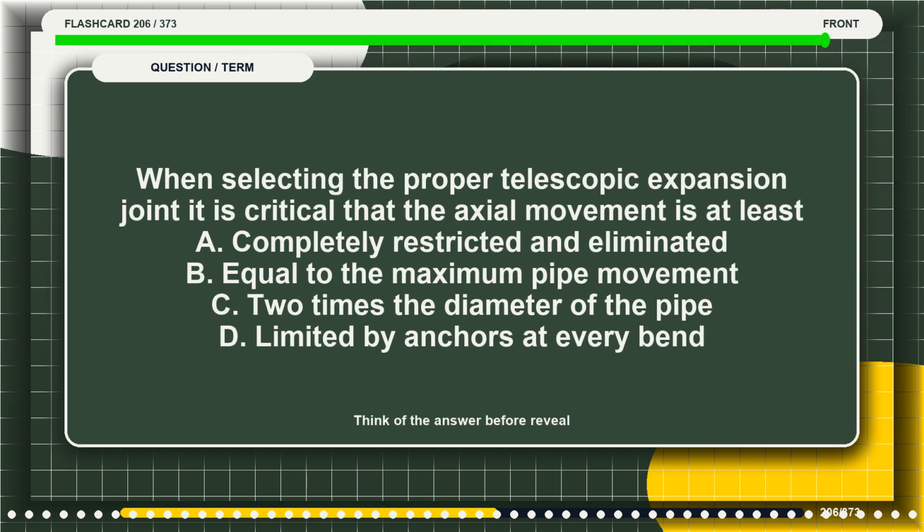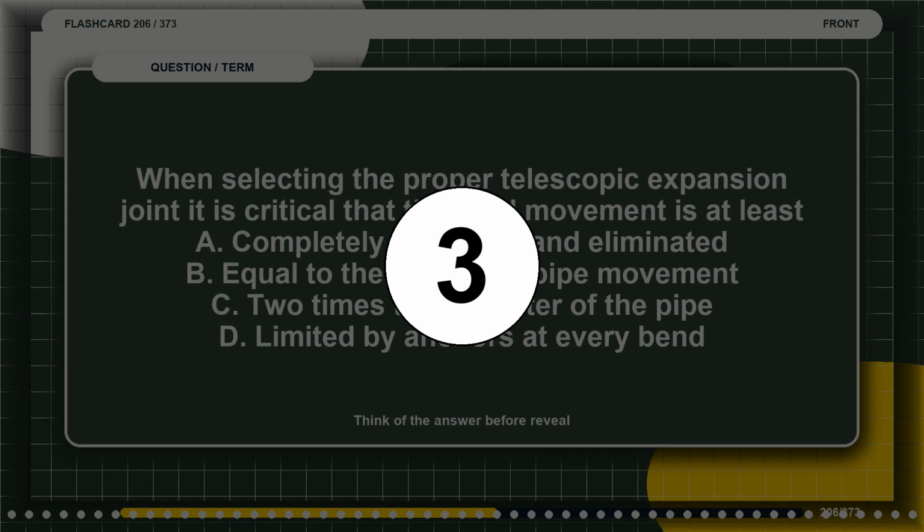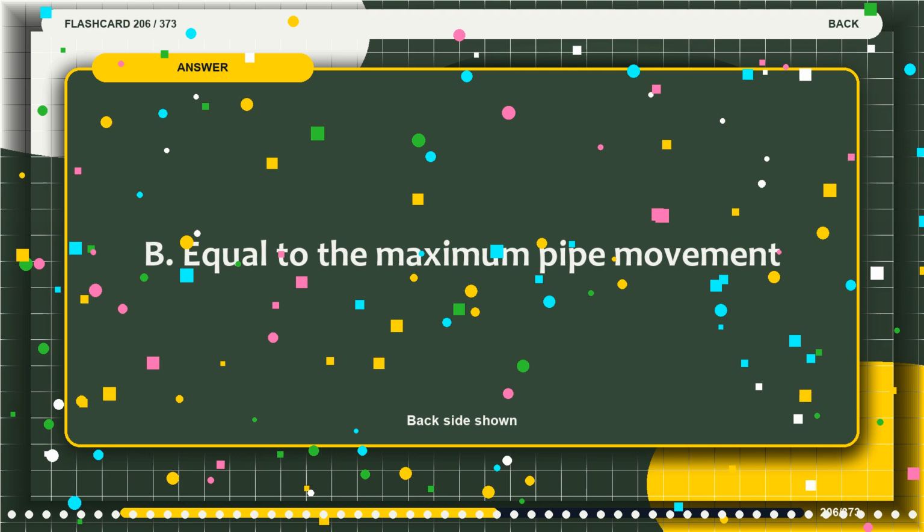Flashcard 206. When selecting the proper telescopic expansion joint, it is critical that the axial movement is at least A. Completely restricted and eliminated. B. Equal to the maximum pipe movement. C. 2 times the diameter of the pipe. D. Limited by anchors at every bend. Think of the answer before the reveal. The answer is B. Equal to the maximum pipe movement.